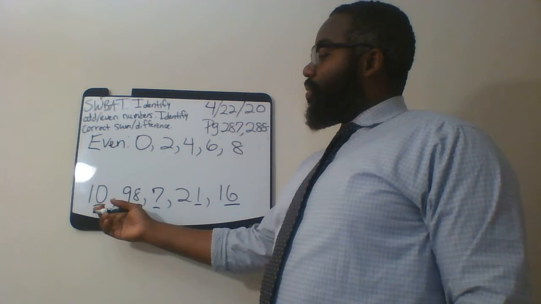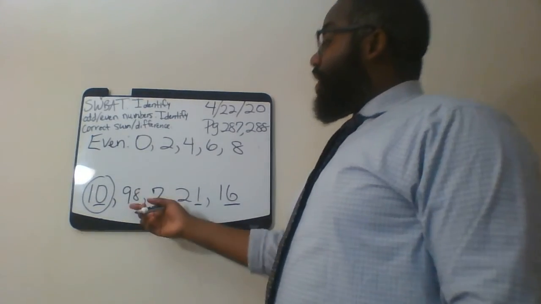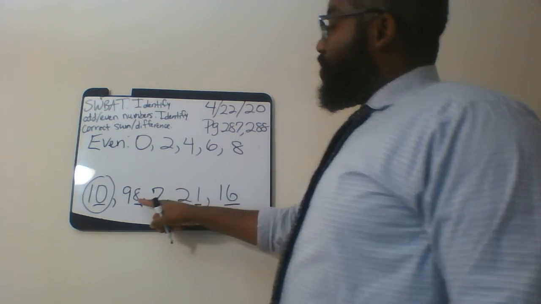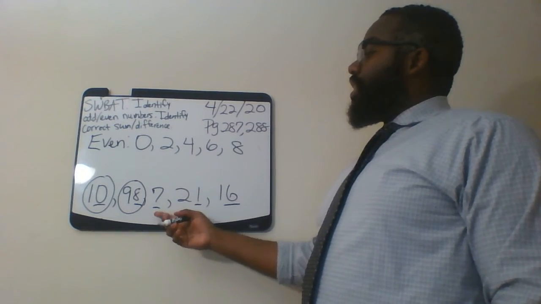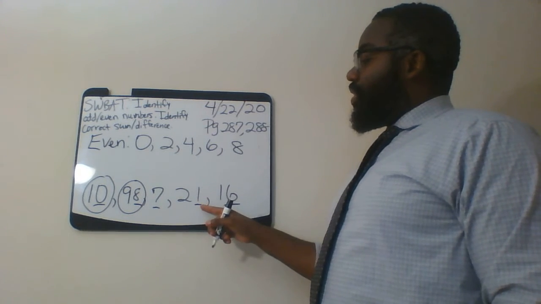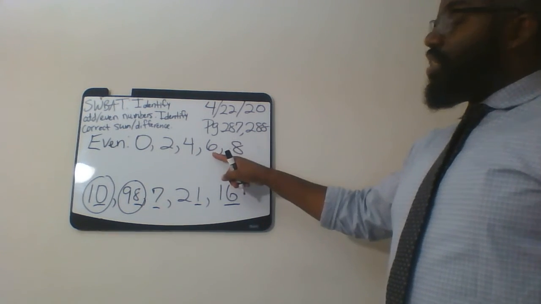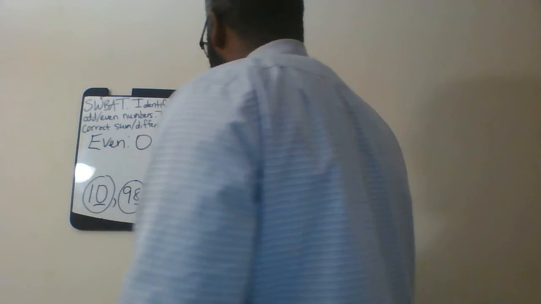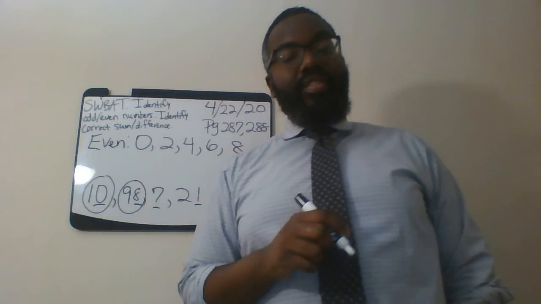So 10. You look at the ones place, it's 0. You see the 0 up there. So I'm going to circle that for you, so you're able to see what's an even number. Next we have 98. You see the ones place, the 8, that's an even number. Now look at 7. 7 is an odd number, so I'm not going to circle that one. Let's look at 21. Look at the 1. That's an odd number. And let's move over to 16. Look at the number 6. You see the 6, that's an even number. So I will circle that. So for number 3, you're basically coloring the even numbers.